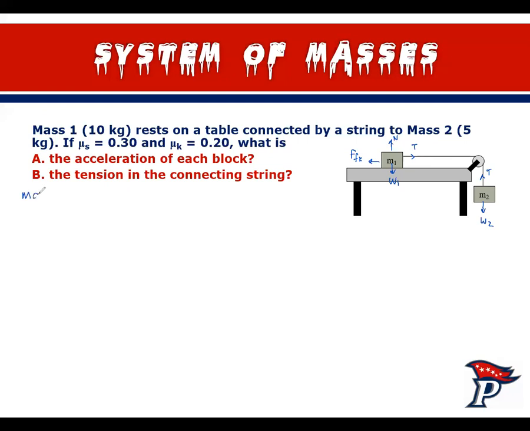So for mass 1, sum of the forces in the x equals m1a, sum of the forces in the y equals 0. Force to the right, tension, minus force to the left, friction, equals m1a. Normal force minus weight of 1 equals 0. Normal force equals weight of 1, which we know the mass is 10, right? So 10 times 10 tells me that normal force is 100 newtons.